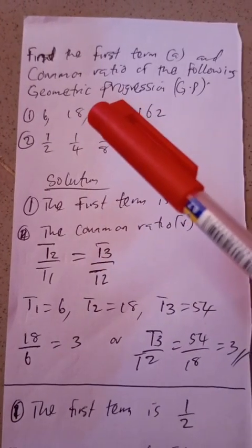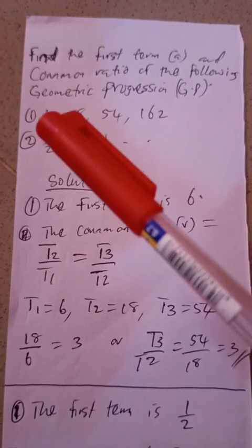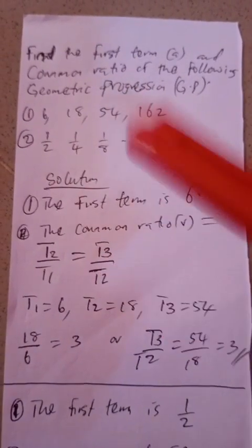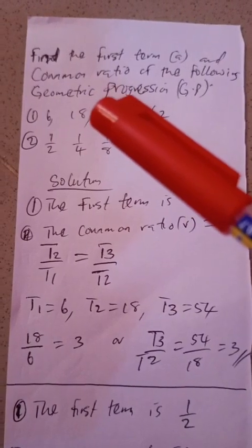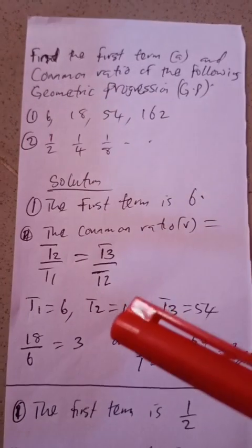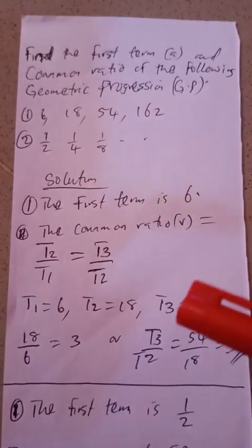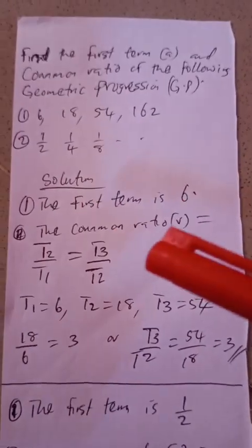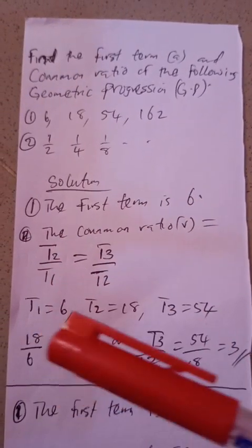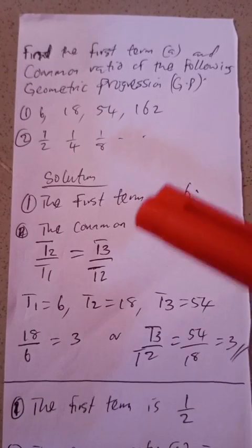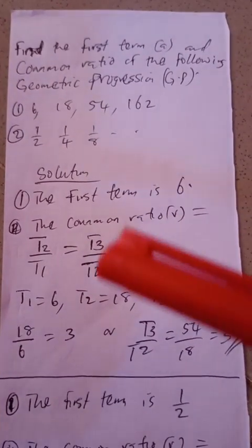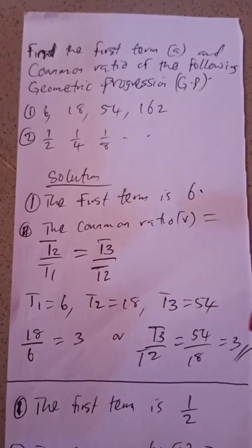The second term here is 18, while the first term here is 6. On this side, the third term is 54, while the second term is 18. So our T1 is 6, our T2 is 18, and our T3 is 54. Following this formula, T2 over T1, 18 divided by 6, will give us 3. And T3 divided by T2, which is 54 divided by 18, will give us 3.